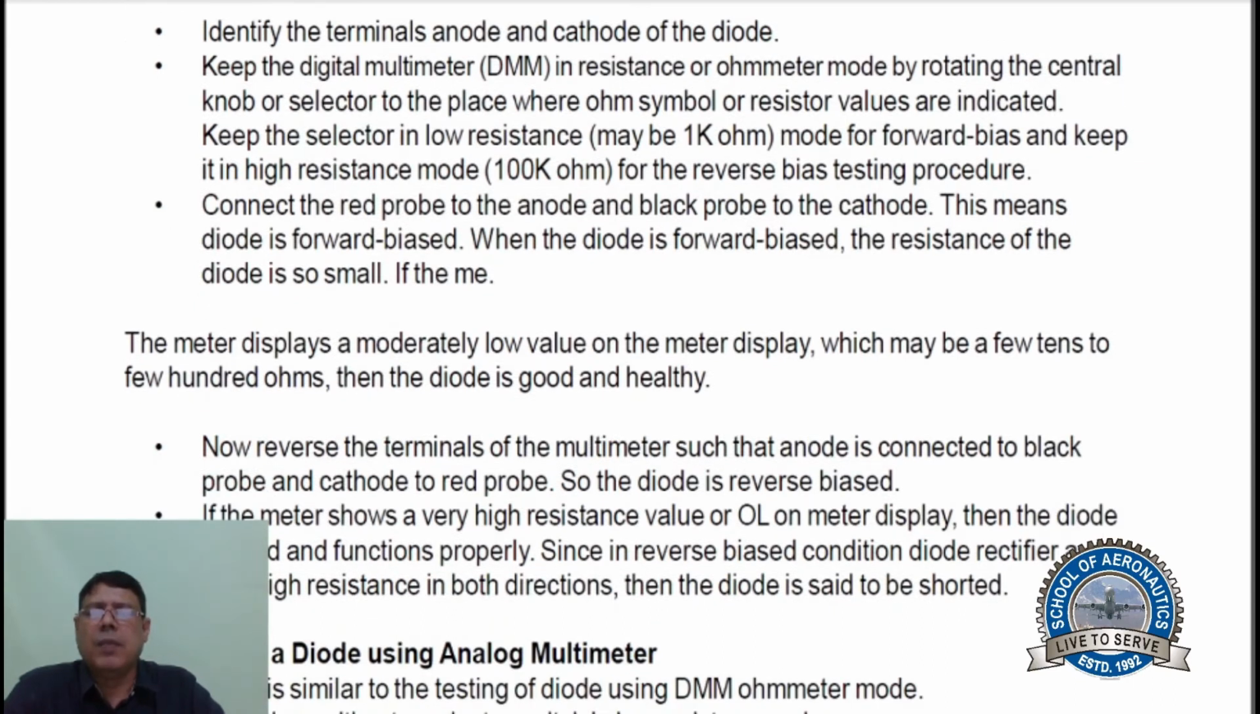Now reverse the terminals of the multimeter such that the anode is connected to the black probe and the cathode to the red probe. So that is reverse bias. If the meter shows a very high resistance value or OL on the display, then the diode is good and functions properly. Since in reverse bias condition a diode offers a very high resistance, if the resistance is low in both directions, then the diode is said to be shorted.